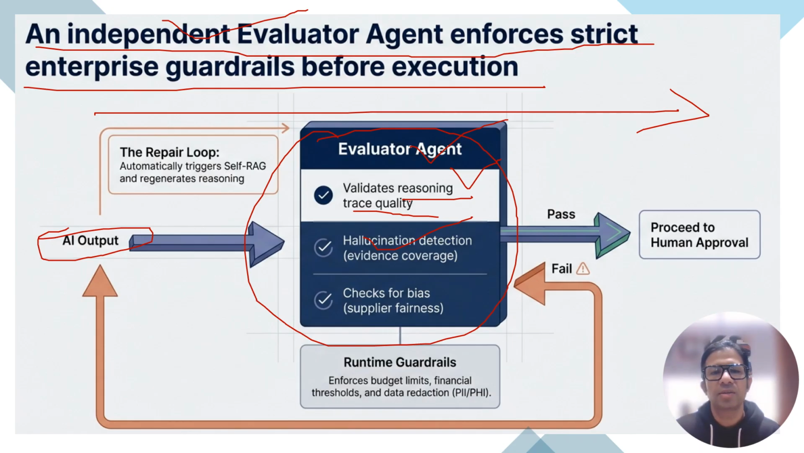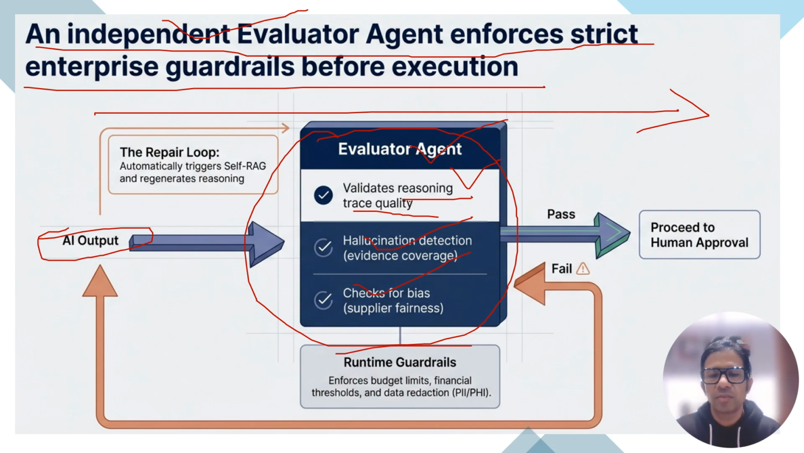Force evidence. Now comes the check for bias. Bias checks supplier fairness. This matters in enterprise procurement because supplier selection must be defensible. If a supplier is rejected, the reason must be valid. Risk, cost, compliance, performance, not random bias.